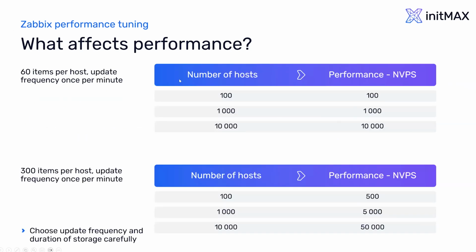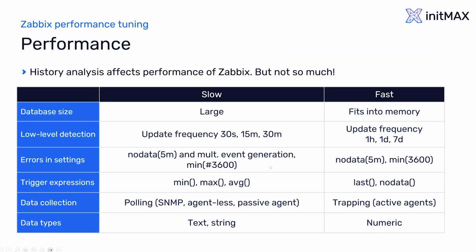Some examples: 60 items per host. So try it again at this slide. 60 items per host, update frequency once per minute, so every 60 seconds. And the reality is that if we have 100 hosts with such a setup, we have 100 NVPS, 10,000 items. But if we have 300 items per host, update frequency once per minute, then these numbers change drastically. 100 items are already 500 NVPS, 1,000 items, 5,000 NVPS, and so on. So choose the update frequency and duration of storage carefully.